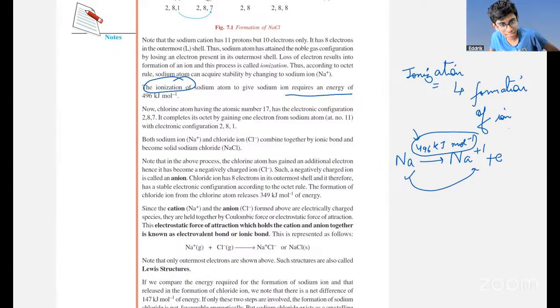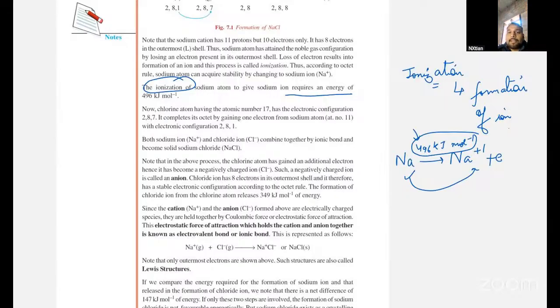What is kJ mol^-1? kJ is the energy, kilojoule, and mole is basically the quantity. Quantity means, if I say a dozen bananas, what does this mean? 12 bananas. In the same way, mole means it's like a dozen. It's a specific quantity: 1 mole is equal to 6.022 into 10 to the power 23 molecules or atoms. So it means that much energy, 496 kilojoule, is needed to convert Na into Na+1. So it's basically 11th class content, and we will learn this in the 11th class.